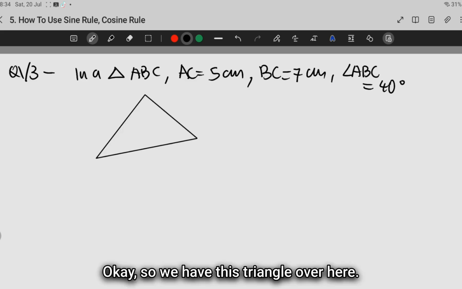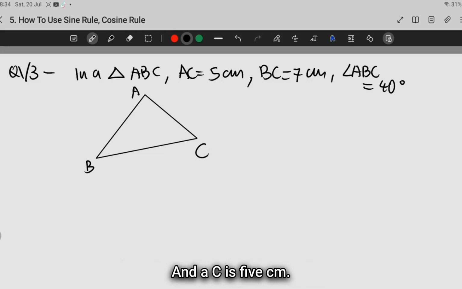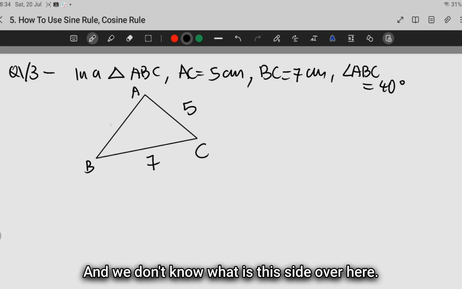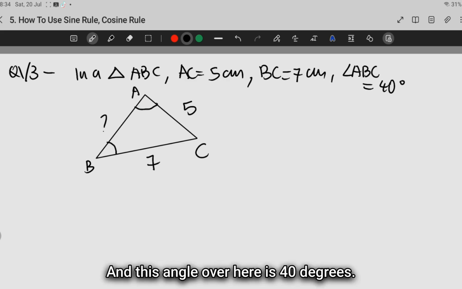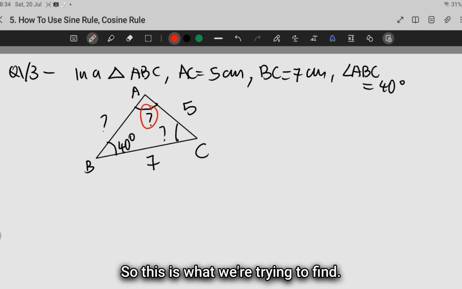Okay, so we have this triangle over here. This is A, this is B, this is C. Right? And AC is 5 cm, BC is 7 cm. And we don't know what this side over here is. And this angle over here is 40 degrees. And we don't know what this angle is, and we don't know what this angle is. And we want to find what is angle BAC. So this is what we're trying to find.